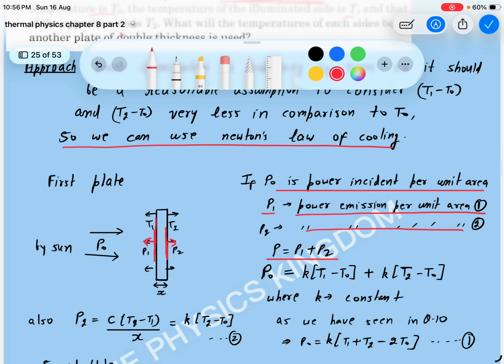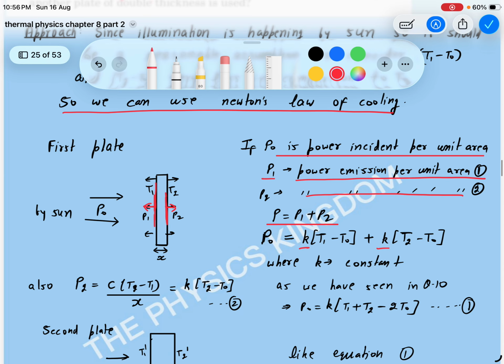So then I am applying Newton's law of cooling. So K, area is 1 unit, K, right? Okay. So this I am writing, and in question number 10 also we have used this Newton's law of cooling. So P0 is this, that is my equation number 1, right? Now also, whatever energy is transferring from plate 1 to 2, that only is emitting from surface 2.